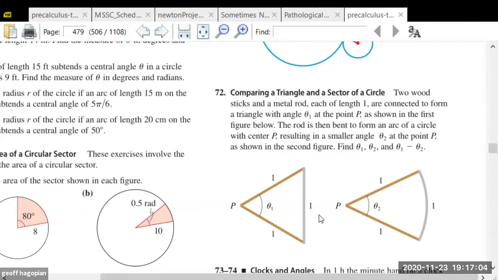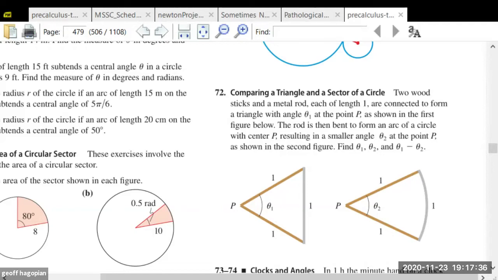Okay, so now if you were to squeeze them together so that the metal rod bows out in the arc of a circle, I guess you could think of it that way, then what would theta 2 be? Well, that's the definition of the radian measure coming to bear, right? So let's start out with that one.